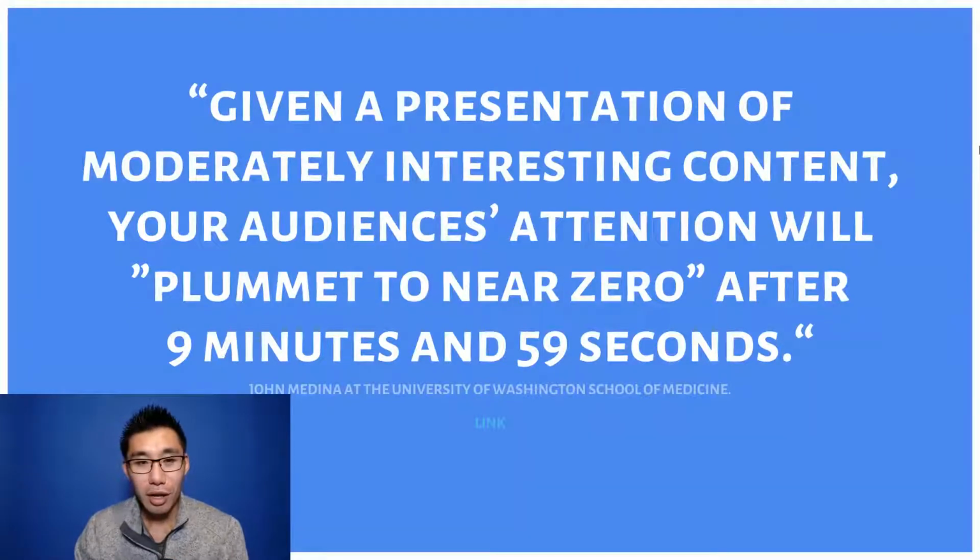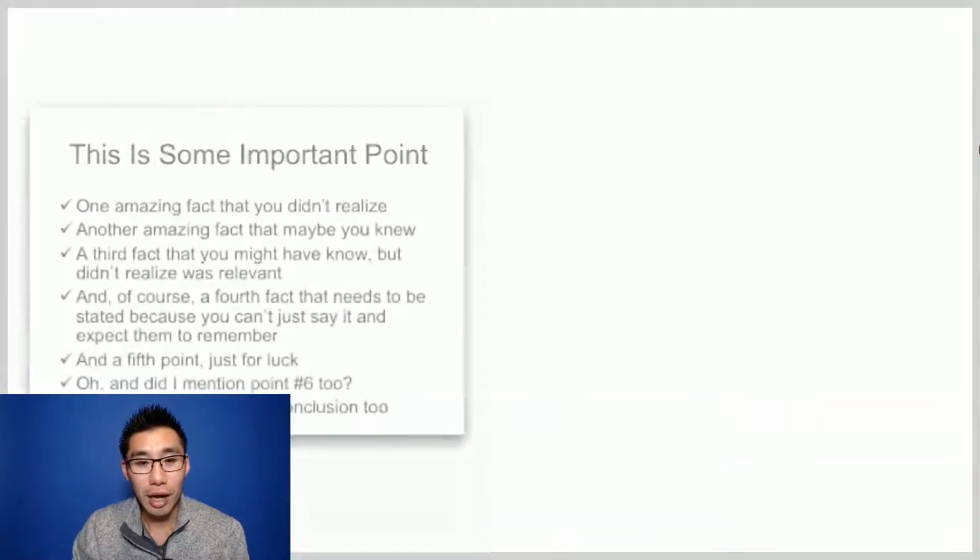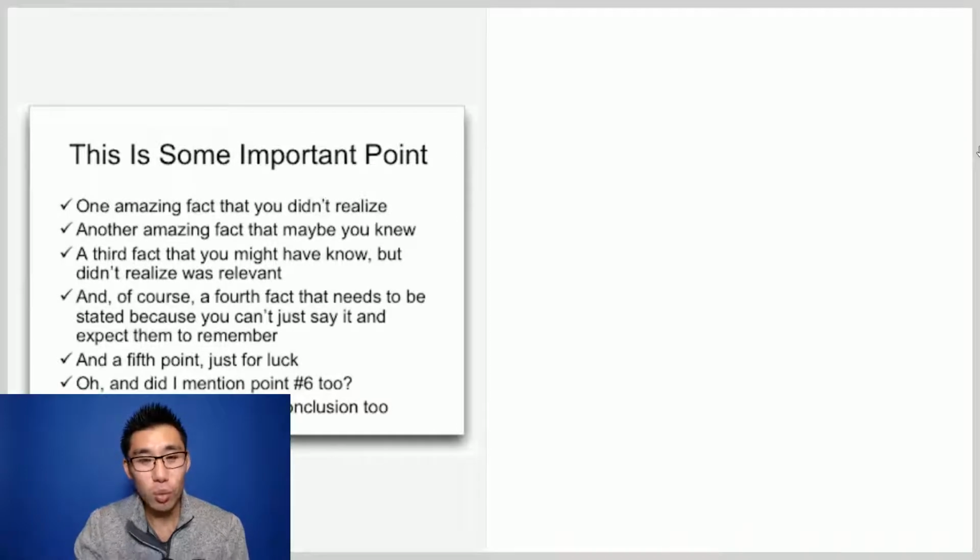Now, here's the thing. As you can see, I'm using contrast here. This is what most presentations or meetings are like. Here's what I'm going to be talking about, and then 1, 2, 3, 4, 5, 6, 7, 8. And not only is this the slide that's like that, every single slide is like that.